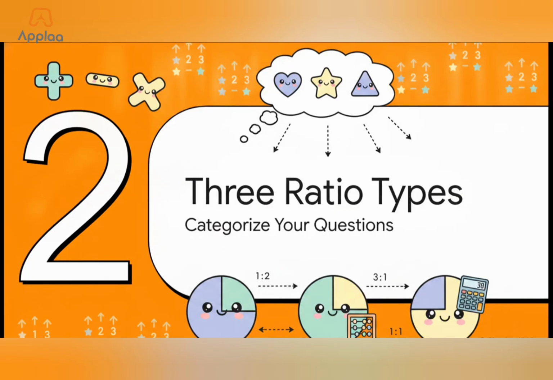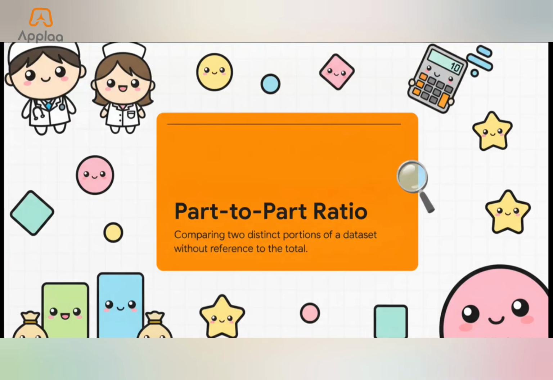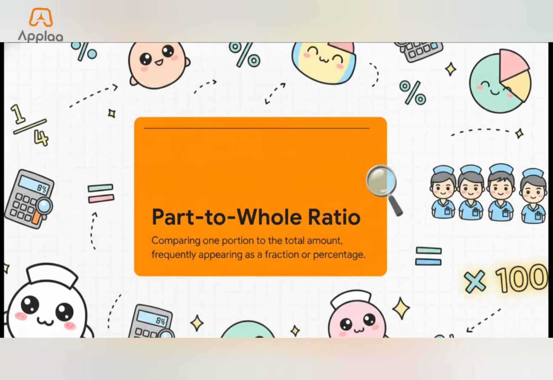Section 2. The 3 ratio types. Let's figure out how to categorize these problems. First up is the part-to-part ratio. This is where you completely ignore the total data set and just divide one distinct portion by the other. Like, the question might ask for the ratio of nurses to doctors, or compare earnings from year 1 to year 2. Simple enough, right?